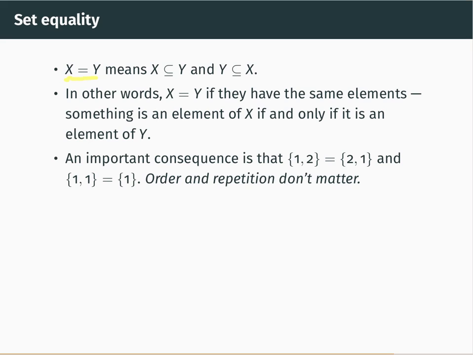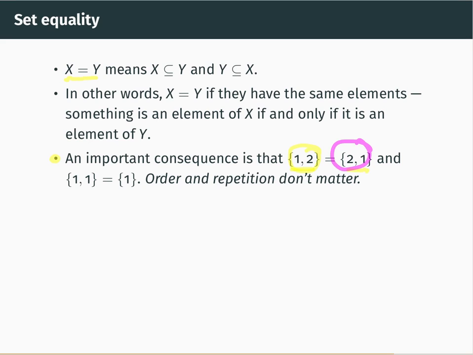Now this definition has some maybe slightly surprising and certainly very important consequences, which is that order and repetition don't matter to sets. For example, the set {1, 2} is equal to the set {2, 1}. And the reason is that they fulfill the definition of set equality. So the only things which are in this set are 1 and 2. And those are also elements of this set.